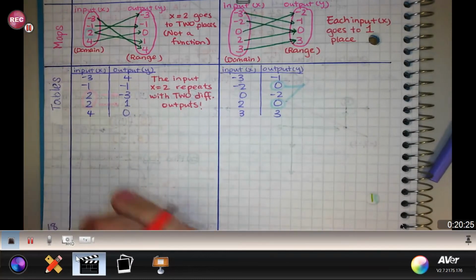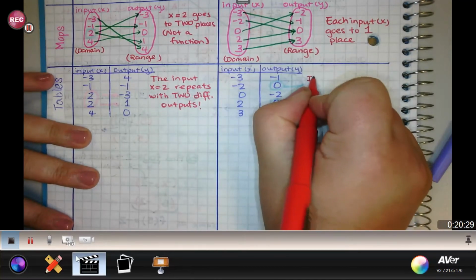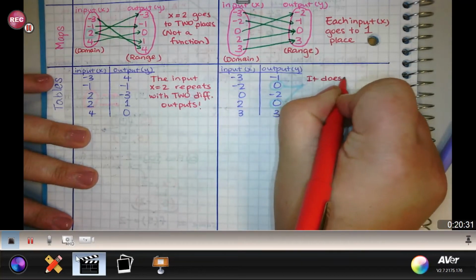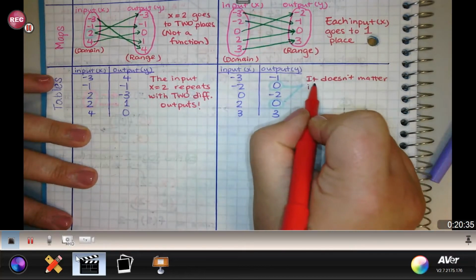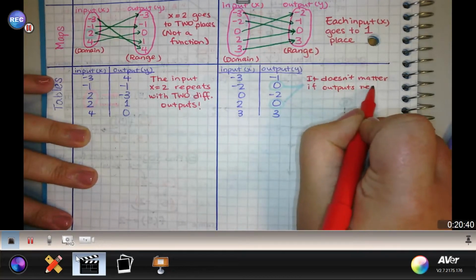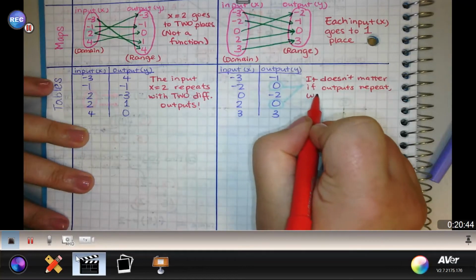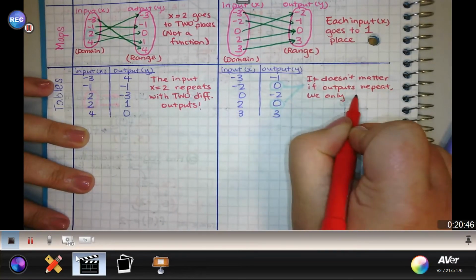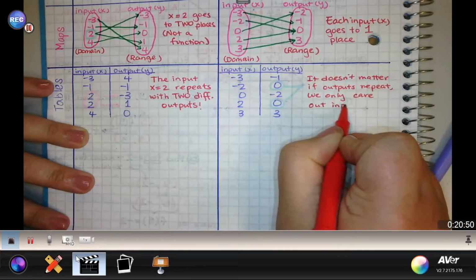Okay, so it doesn't matter if outputs repeat. We only care about inputs.